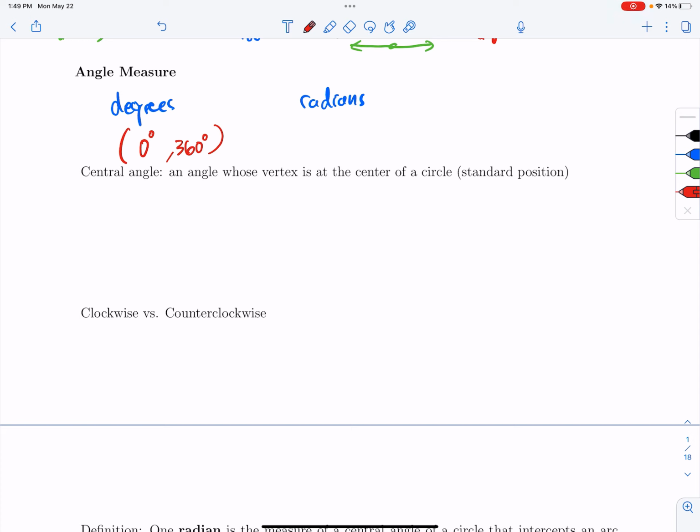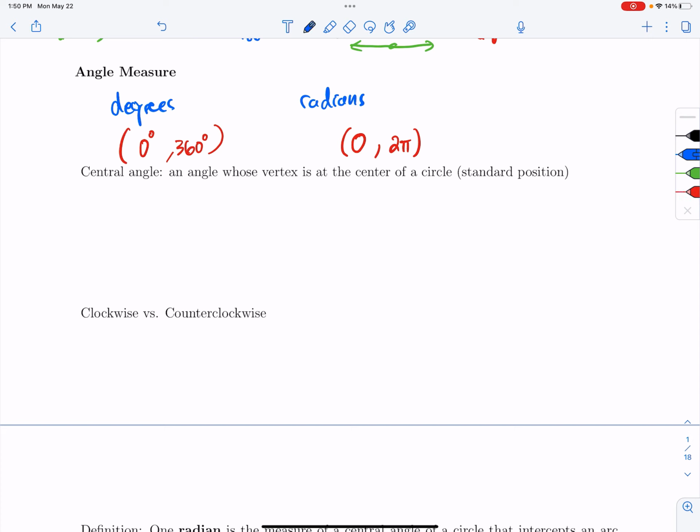Radians, if we're measuring something in radians, it's between 0 and 2 pi. And again, we could have a negative radian value. We could also have a radian value greater than 2 pi. And again, we'll see how that looks.